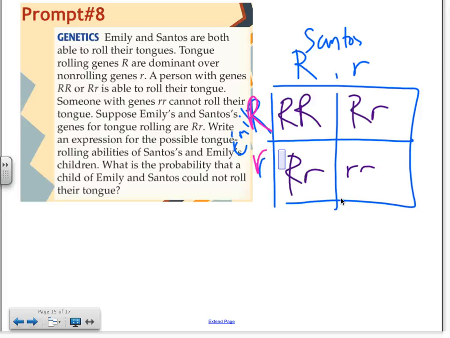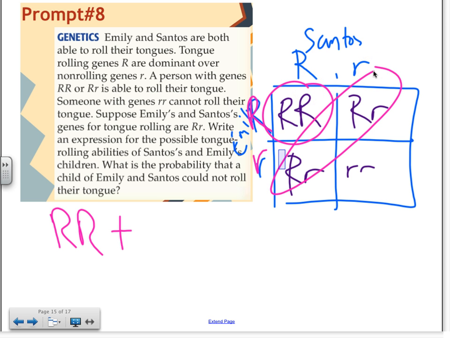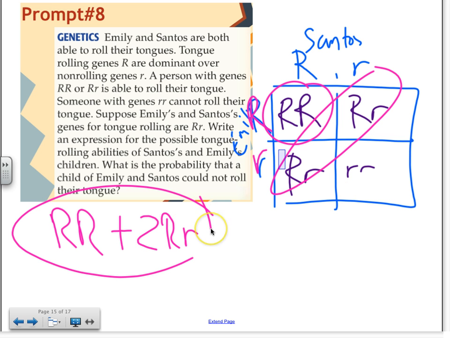So I want you to go ahead and write an expression to represent possible tongue rolling. So how do you write that? Look at the table, and how do you write an expression for that? Big R squared, plus big R and small r, including this one as well, right? Plus 2 big R small r, plus small r squared. Yes, that's it. That's how you represent the expression of the ability to roll the tongue. 2 big R's, definitely 2 dominant genes, you can roll your tongue, and you still have 1 dominant gene here, so therefore you can still roll your tongue.